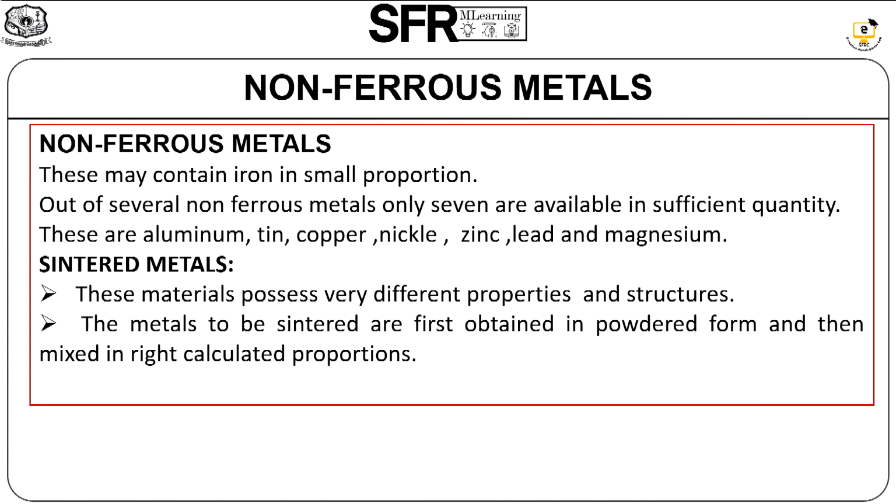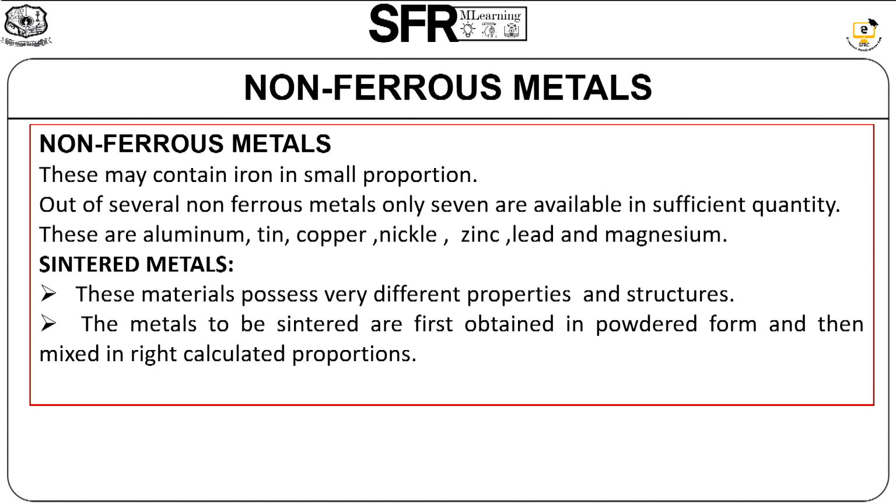Some other non-porous metals, about 14 in number, are produced in relatively small quantities, but these are of vital importance in modern industry. This includes chromium, cobalt, tungsten, vanadium, titanium, manganese, etc.